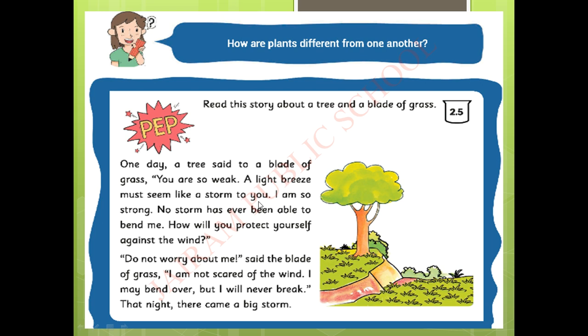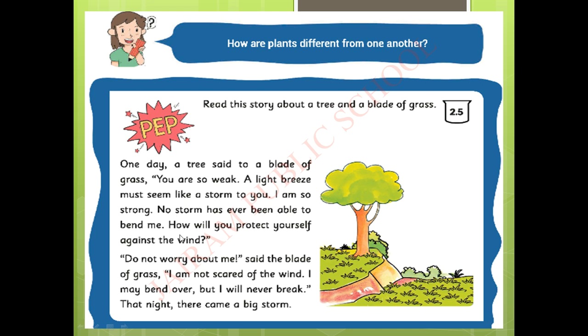So what is the tree saying to the grass? The grass is looking so weak. Even a light breeze must be like a storm to you. "I am so strong. No storm has ever been able to bend me. How will you protect yourself against the world?"